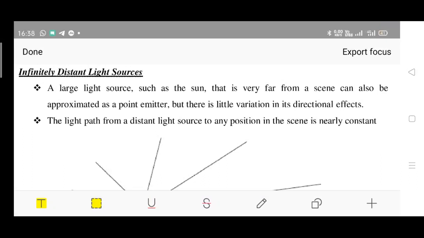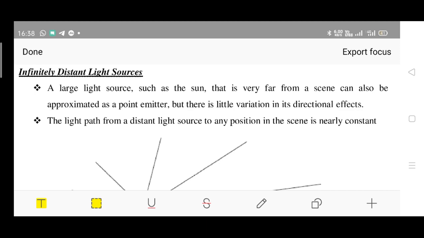So next is the infinitely distant light sources. As I said earlier in the previous video, the example for a point source is the sun. Whenever you are taking such an example, a large light source such as the sun that is very far from the scene can also be approximated as a point emitter, but there is a little variation in the directional effects.